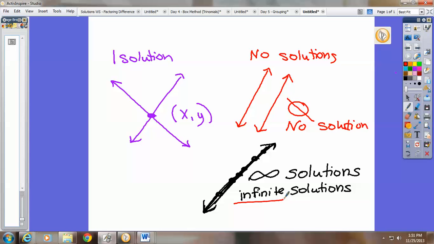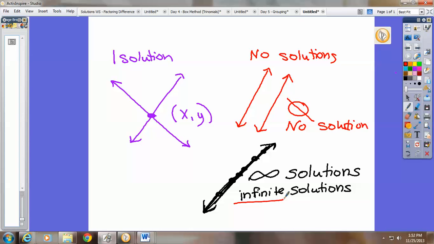So there's three different options. Your graphs could do three different things. And if you think about it, if you have two lines, they can either intersect once, never, or they can intersect everywhere. Can we make them intersect twice? Can we take two straight lines and make them intersect in two places? No, we can't. We can make them intersect once, never, or we can make them intersect an infinite number of times. And that's it.